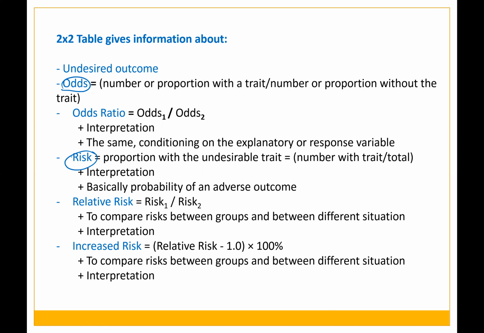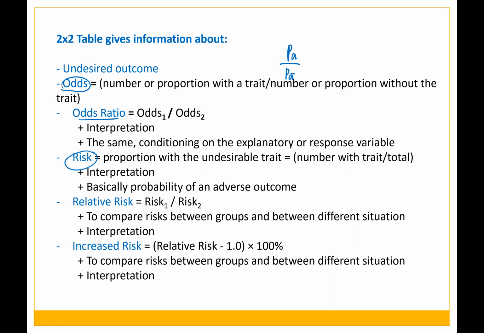The odds is defined as the proportion with a trait divided by the proportion without the trait. So if they're asking for the odds of something happening, you take the probability of A divided by the probability of A not happening, A bar. That is going to be the odds.